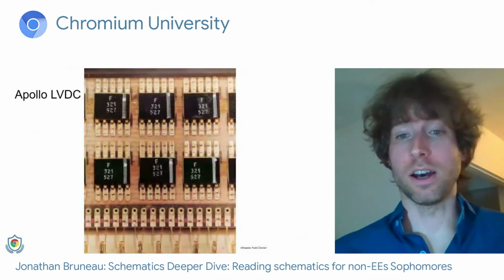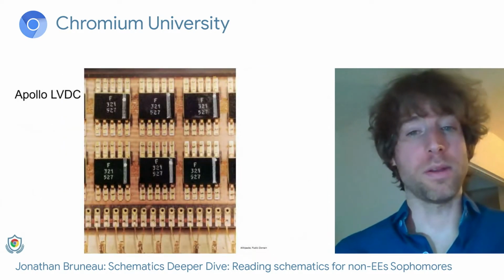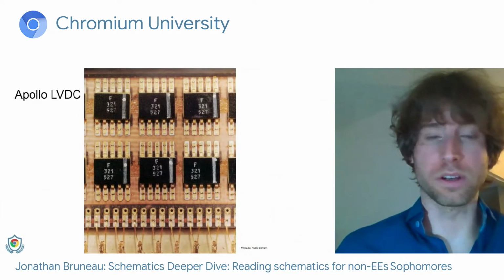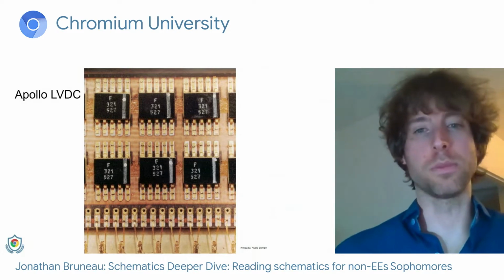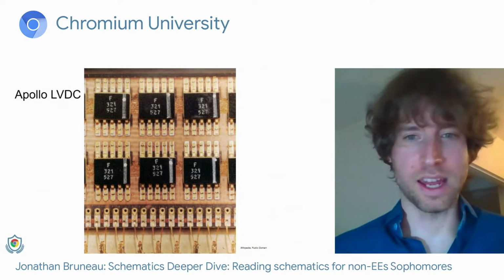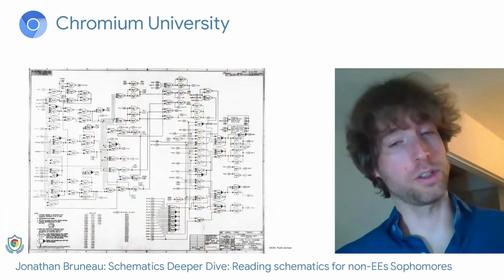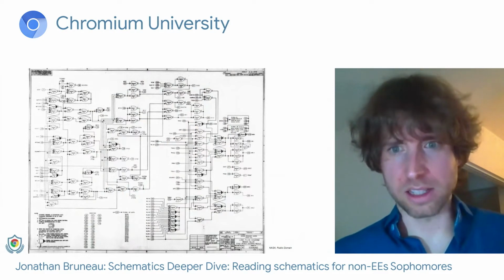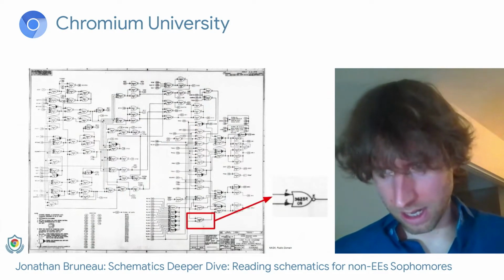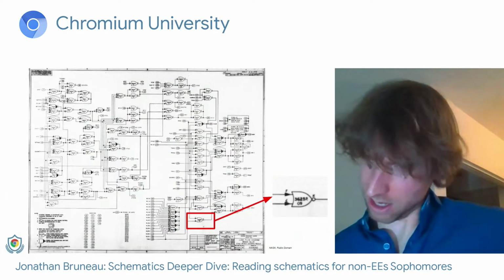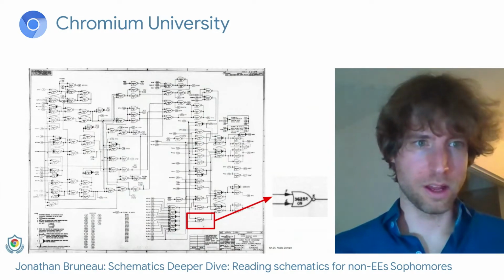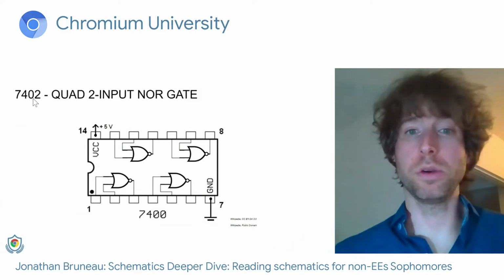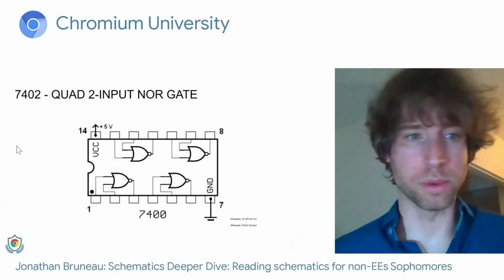In fact, basic logic chips like this is what made Apollo fly. This is a shot of the launch vehicle computer. And the schematic is open source and public, should you be interested in seeing it. But it's a lot of logic gates. And if you look closely, this isn't quite a NAND gate. This is actually a NOR gate. So the NOR gate 7400 series number is 7402. We have the quad 2-input NOR gate.